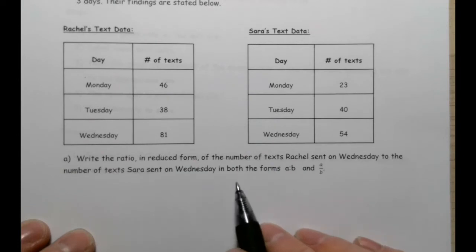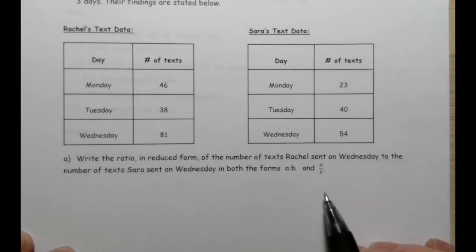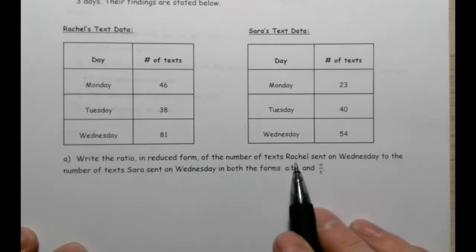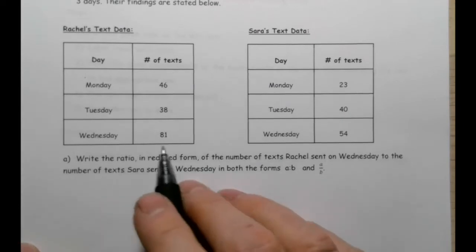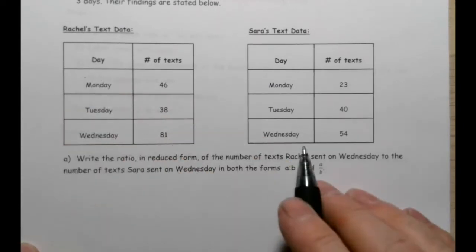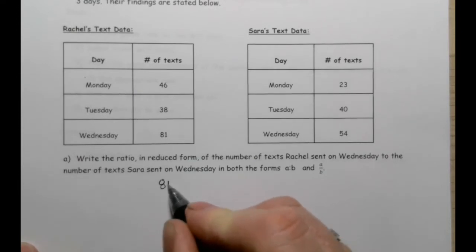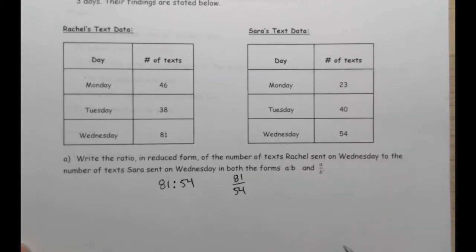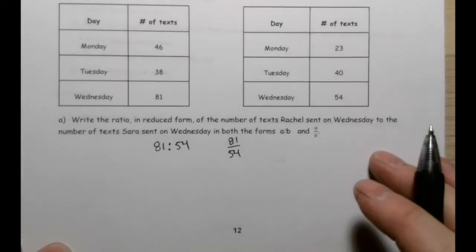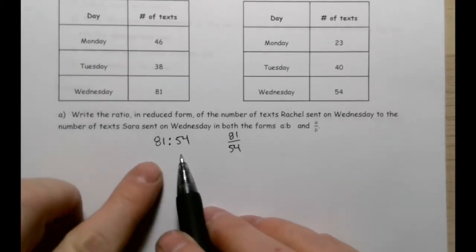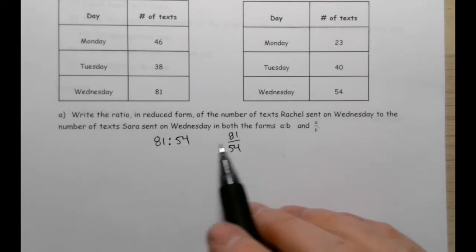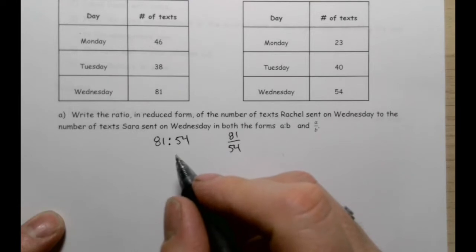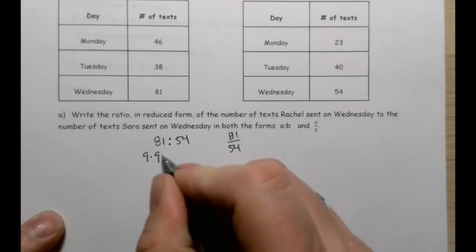Well, what we've got here is we're going to do Rachel, and that's going to be 81. Rachel sent 81 on Wednesday and Sarah sent 54. So that'll be 81 colon 54, or we might write that as 81 over 54. Now let's take a look here. Immediately what I see is that both of those numbers can be written as a multiple of 9. 9 times 9 is 81, 9 times 6 is 54.